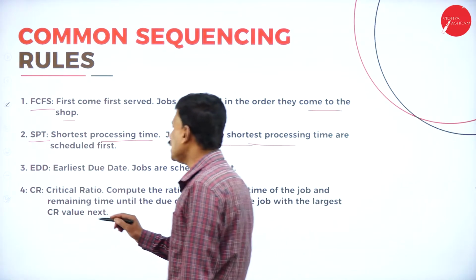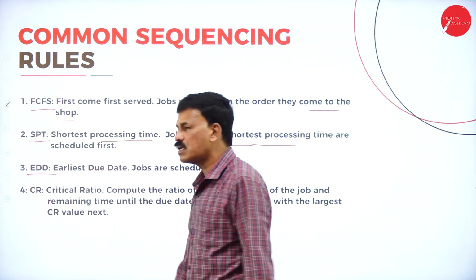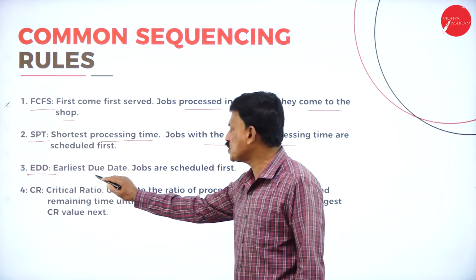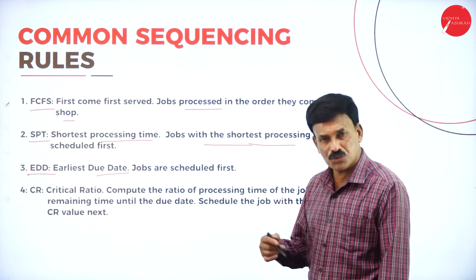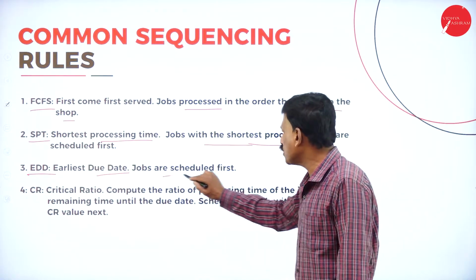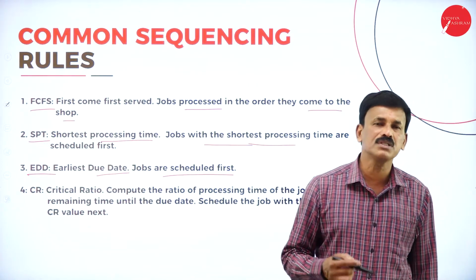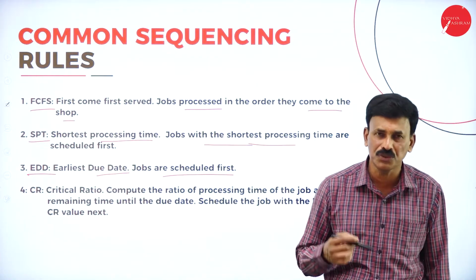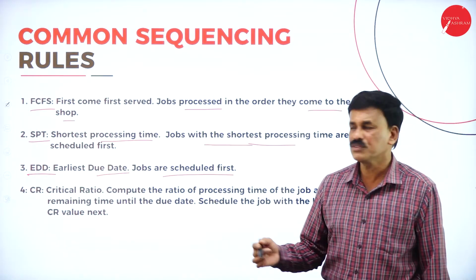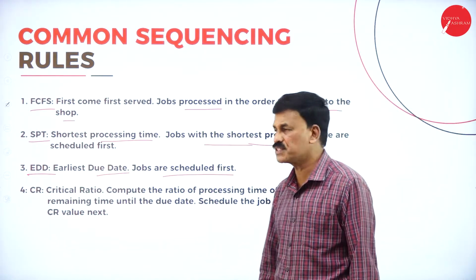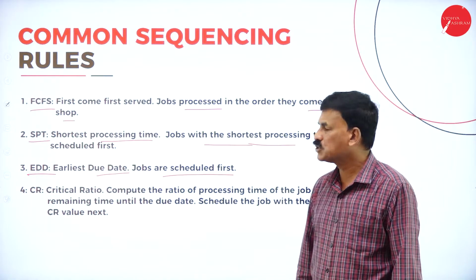Now next, EDD. EDD is nothing but earliest due date. If the due date is early, then the jobs are scheduled first. The jobs are scheduled first depending upon the earliest due date. If the due date is very near, then such types of jobs are scheduled first. That is called EDD, earliest due date.